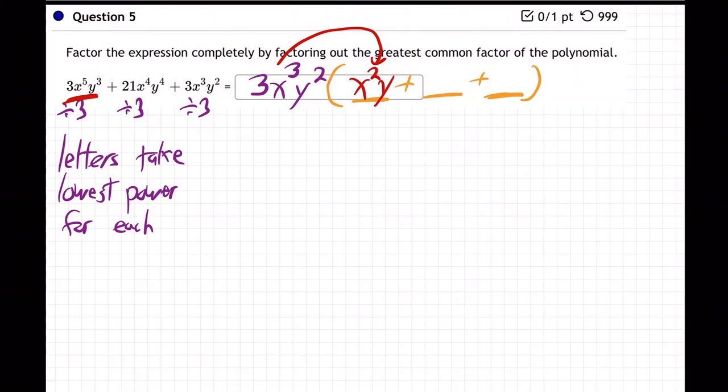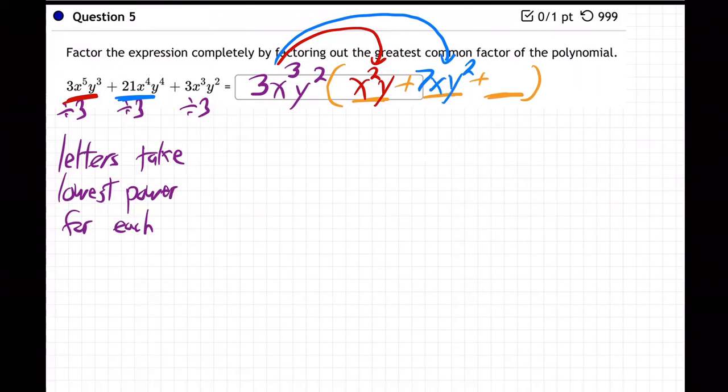All right. How about the next one? 3x cubed y squared times what would go back to this middle one? Well, out front numbers multiply. I need a 7. 3 times 7 is 21. And I've got x cubed, so I need regular x. I need y to the 4th, so y squared.